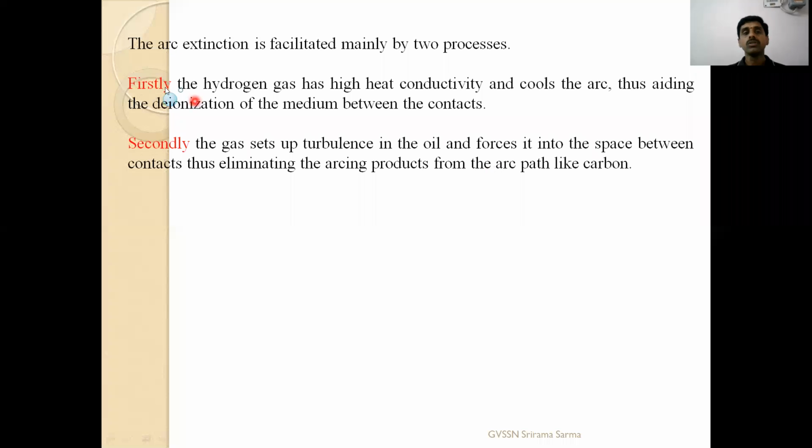So here we can see firstly what happens. Hydrogen gas has high heat conductivity, cools the arc, thus aiding the deionization between the contacts. Secondly, gas sets up turbulence so that the oil will be forced. So secondly, what happens?